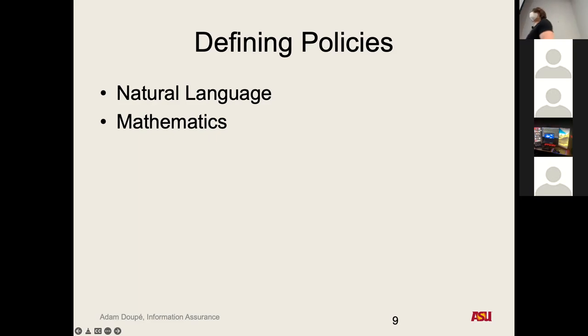What are some of the downsides there? Have any of you read the ASU computer use policy? You definitely should have, because you're supposed to have done that, probably, to be a student here. Right? So you should have read that. If I asked you to, you could go read it and understand it, and then we could talk about what it does. Now, assume that that document was written in mathematics.